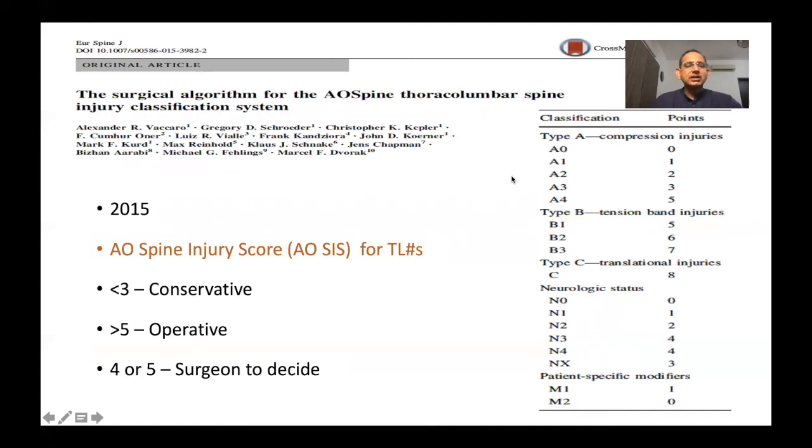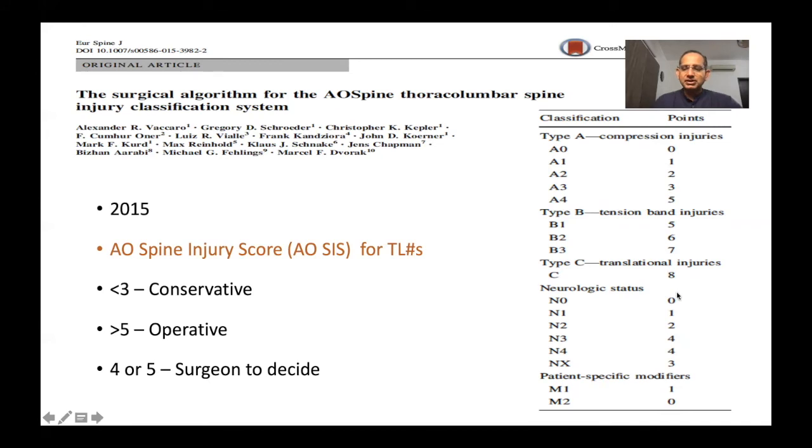Besides this surgical algorithm, they also came up later on in 2015 with what is known as the AO Spine injury score for the thoracolumbar fractures. And here they have graded these fractures from A0 to A4 with gradually increasing numbers, type B tension band injuries gradually increasing 5, 6, 7, and type C is translation injuries giving almost the highest number, 8.